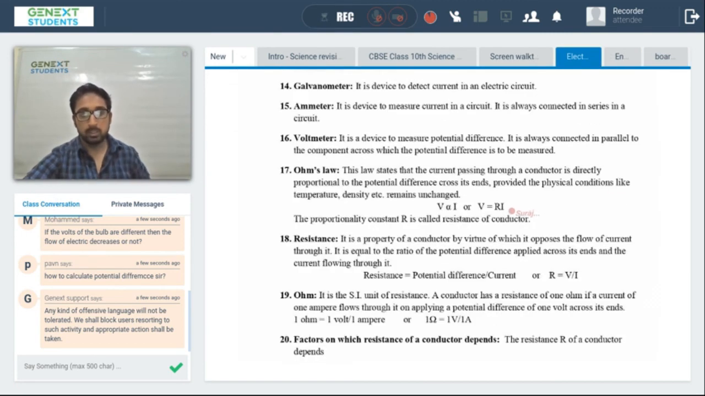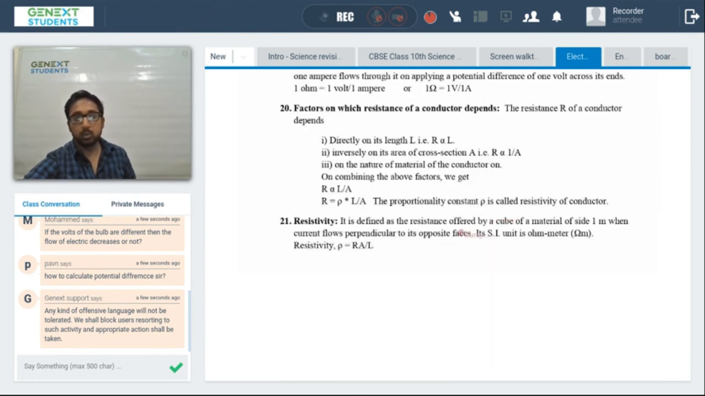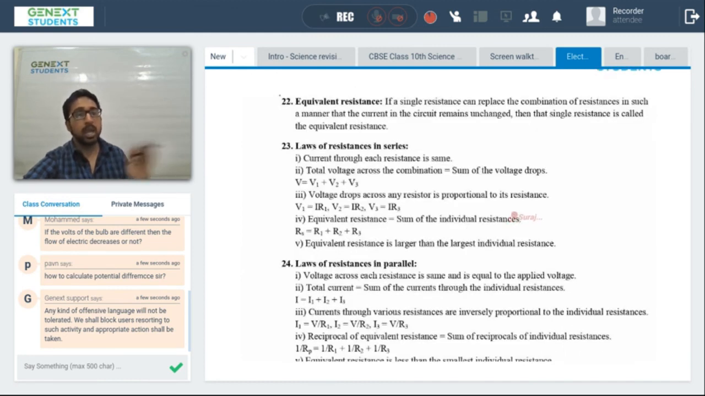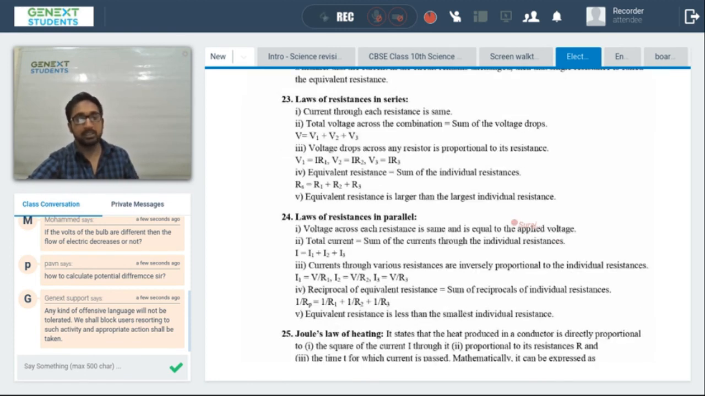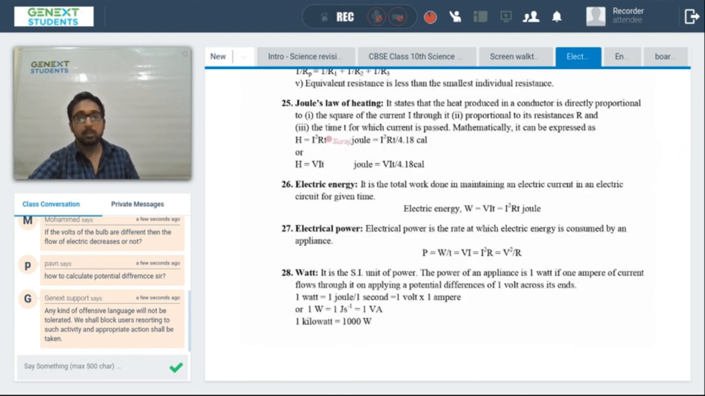What else? Ohm's law is done. Resistance covered. The factors on which resistance depends is rho into L by A. So that is also covered. Equivalent resistance: in series you add them, R1, R2, R3, and in parallel you add them by 1 by R1 plus 1 by R2 plus 1 by R3, like that. That is the difference between them. Law of resistance in parallel, again the same: current is distributed, so we do it like that.